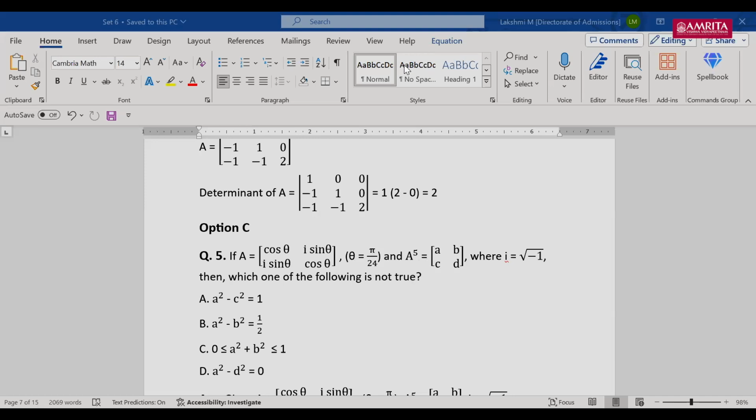A direct question, you have everything here, right? This is A raised to 5 is [[a, b], [c, d]], and the options are in terms of a, b, c, d. So you need to find A raised to 5 for these values. That also you have studied the formula. You got the value of theta also. You could directly substitute and solve this.